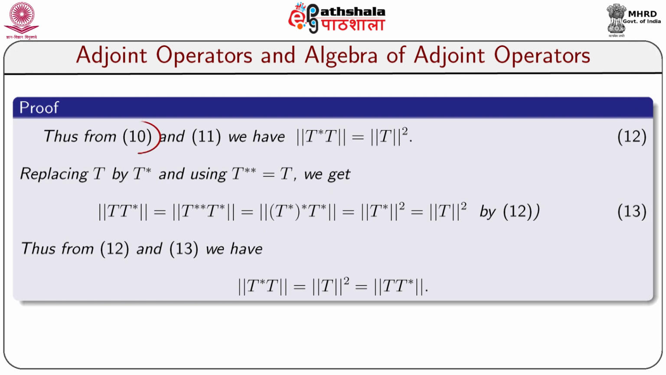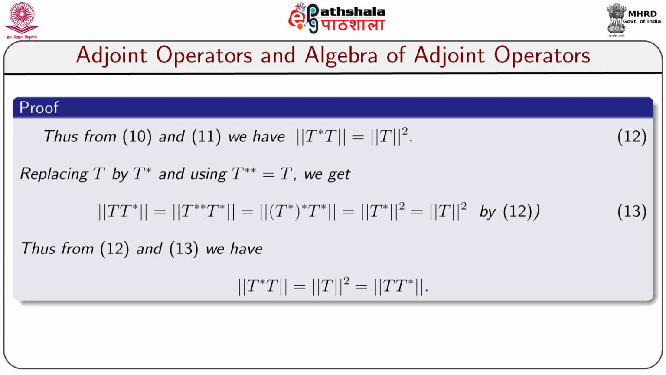Thus, from equation number 10 and equation number 11, we have norm T star T equal to norm T square. This is equation number 12. Replacing capital T by T star and using T double star equal to T, we get norm T star equals norm T double star into T star, which is equal to norm T star into T star, which is equal to norm T star square, which is again equal to norm T square by equation number 12, and this is named as equation number 13.